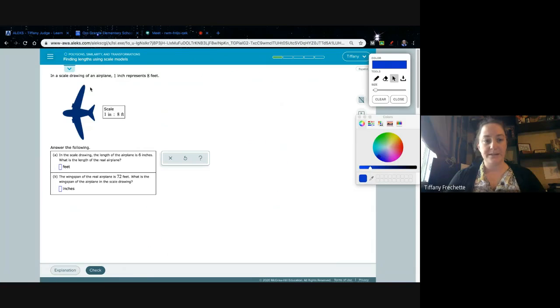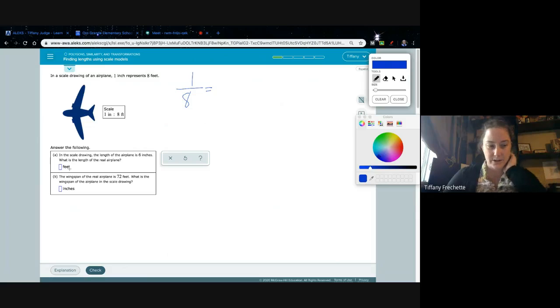All right, so we have a scale drawing of an airplane, and 1 inch represents 8 feet. Remember, we're going to use this 1 inch to 8 feet each time. This is the scale. This is the actual. Always remember, in these cases, it's giving it to you scale to real. So when you add your second proportion, you need to make sure it's scale to real, just the same way.